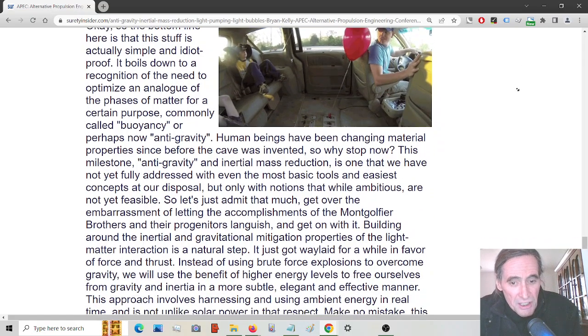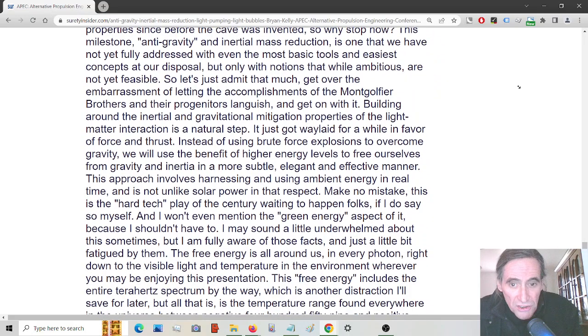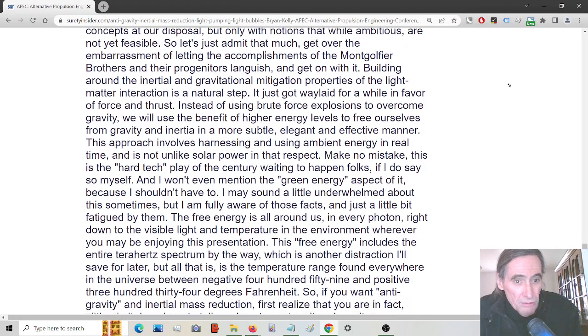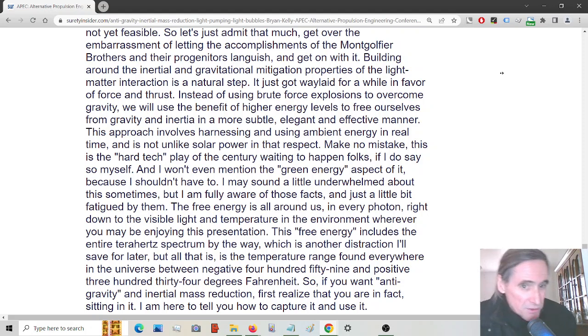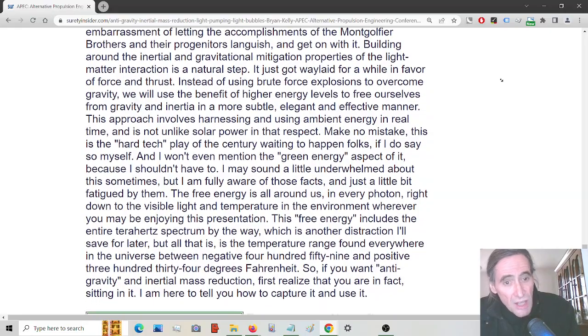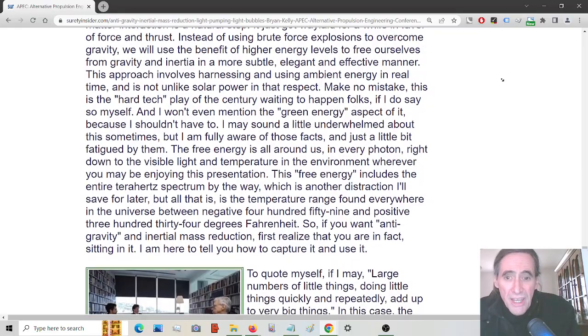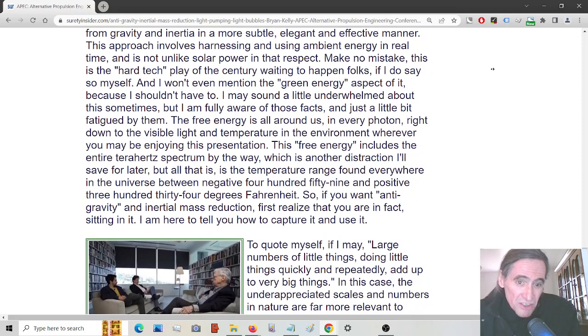Get over the embarrassment of letting the accomplishments of the Montgolfier brothers and their progenitors languish, and get on with it. Building around the inertial and gravitational mitigation properties of the light-matter interaction is a natural step. It just got waylaid for a while in favor of force and thrust. Instead of using brute force explosions to overcome gravity, we will use the benefit of higher energy levels to free ourselves from gravity and inertia in a more subtle, elegant, and effective manner. This approach involves harnessing and using ambient energy in real time, and is not unlike solar power in that respect. Make no mistake, this is the hard tech play of the century waiting to happen, folks, if I do say so myself. And I won't even mention the green energy aspect of it, because I shouldn't have to.